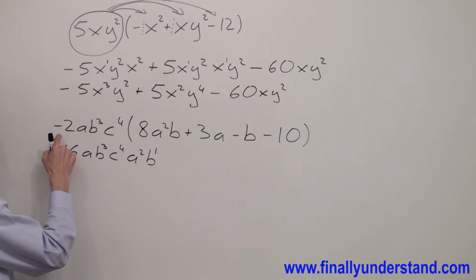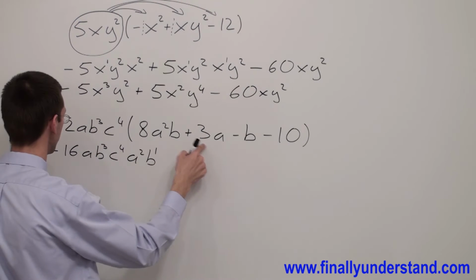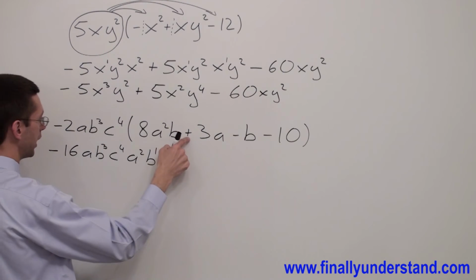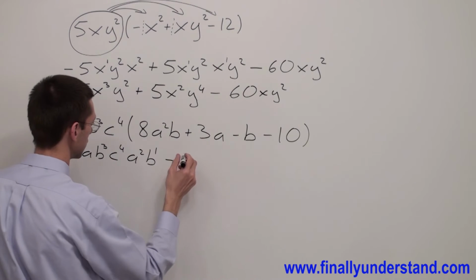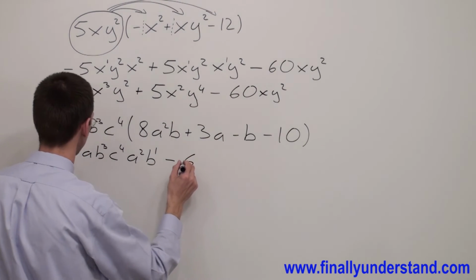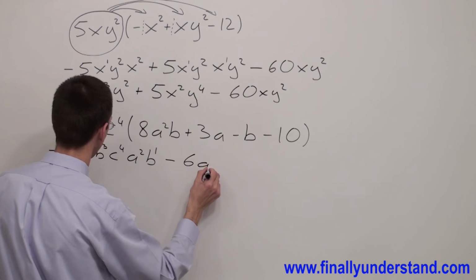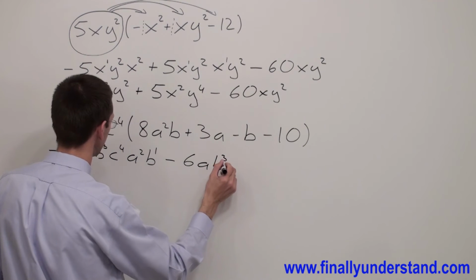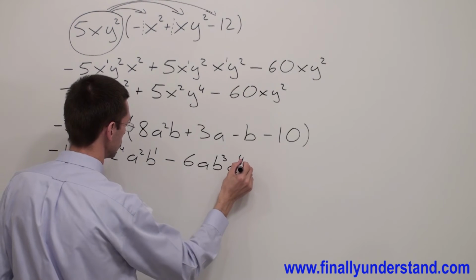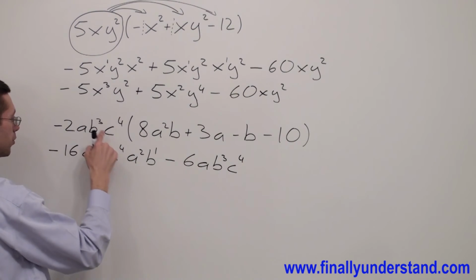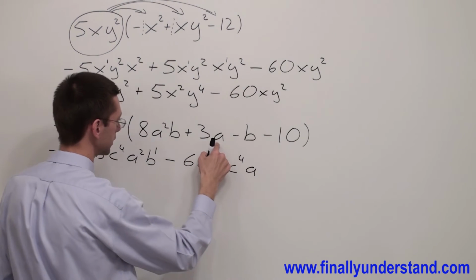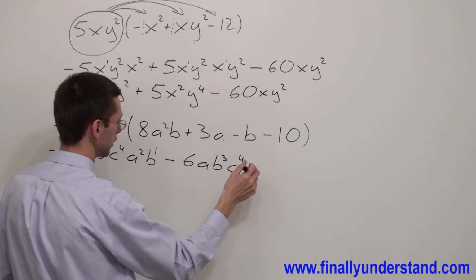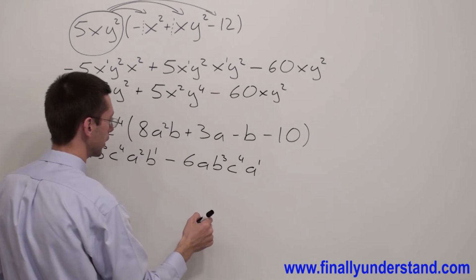Now, let's multiply this term by 3a. Negative times positive gives me negative. 2 times 3 gives me 6. And let me copy a, b to the third, c to the fourth. I copy these variables and I have to multiply by a. Remember, anytime there is no exponent, there is always invisible 1.